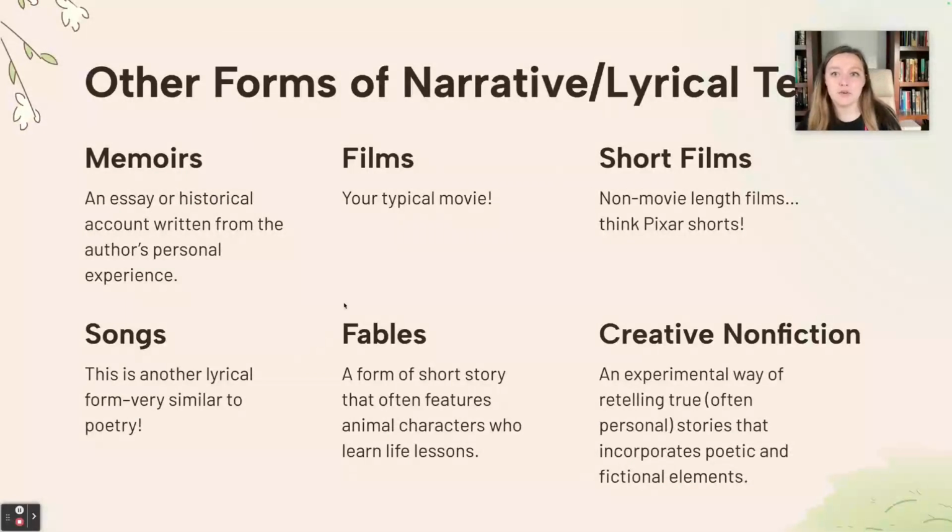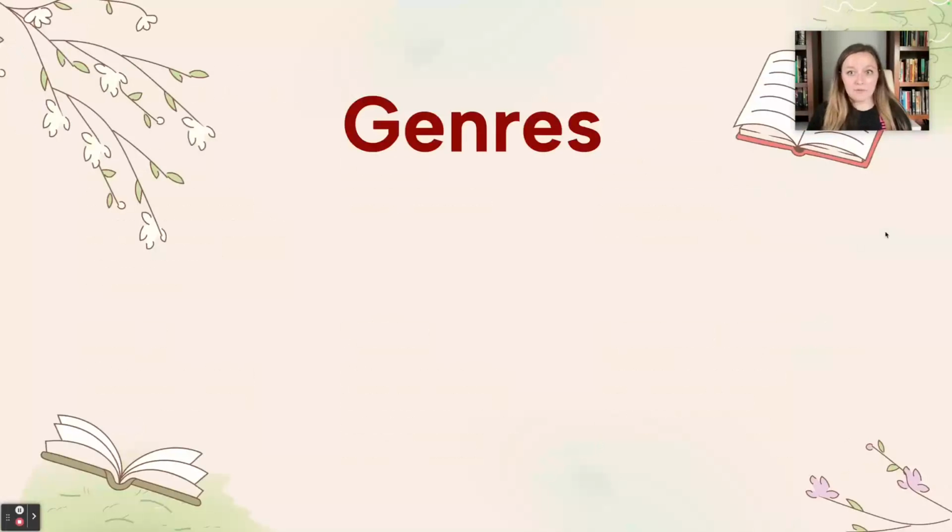Here are other narrative and lyrical texts, other literary forms that we could look at. Memoirs are a big one that we'll consider. Memoirs are sort of like when an author takes one of their memories and writes the story of it. Songs are a lyrical type, another literary form. Creative nonfiction is one of my husband's favorites, but now we're going to get even more specific.